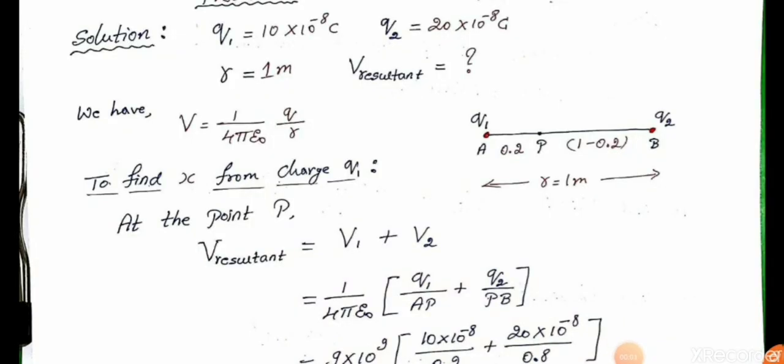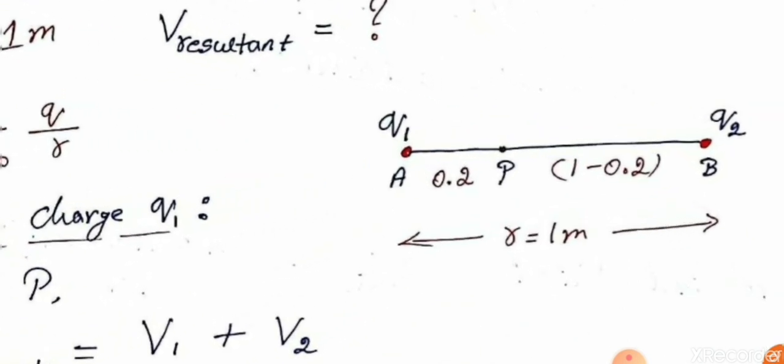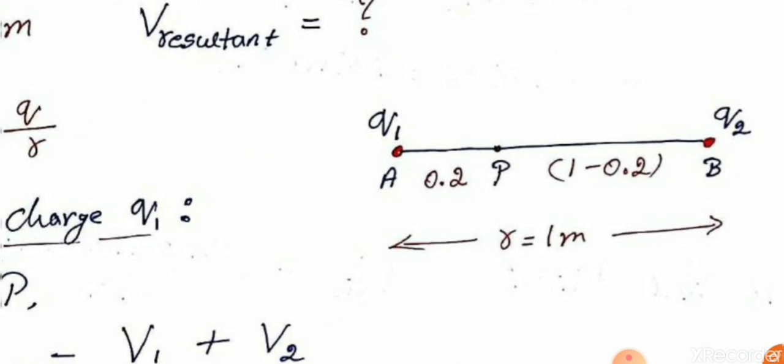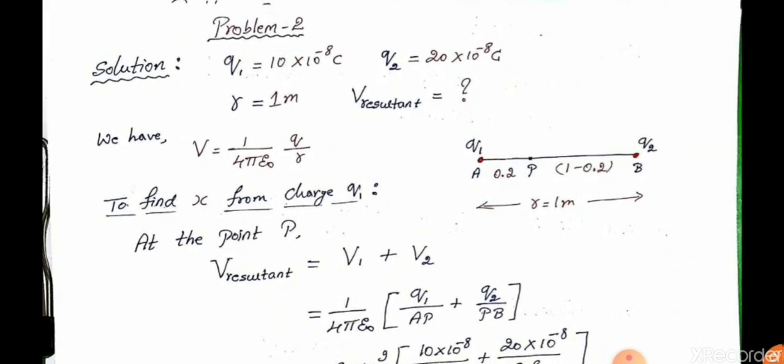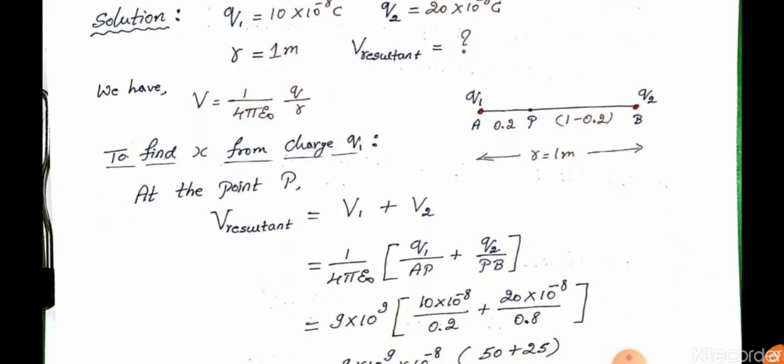Here Q1 and Q2 are separated by a distance of 1 meter. We have to find out the resultant potential at the point P, and the point P is located at a distance of 0.2 meter from Q1. Then the remaining distance will be 1 minus 0.2, right? So we have the formula that V is equal to 1 by 4 pi epsilon naught Q by R.